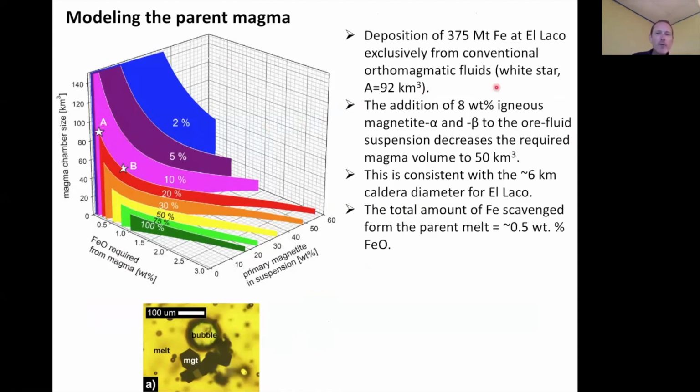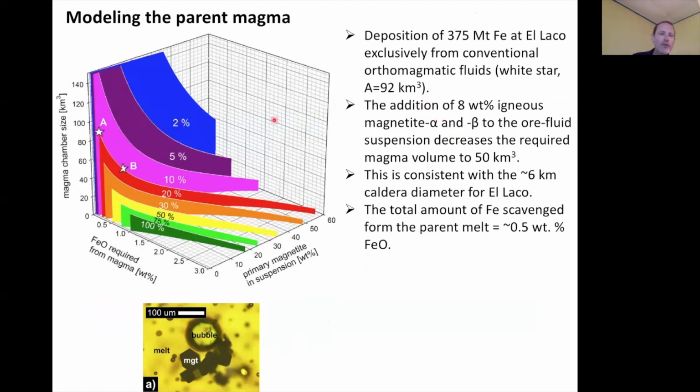But people have asked me, well, why do you need the suspension? Why do you need magnetite alpha and beta? Well, remember, magnetite alpha, it was originally titanomagnetite. It's now magnetite with ilmenite exsolution lamellae. You can't explain that magmatic hydrothermally. That has to have been original titanomagnetite crystallized from a silicate melt.